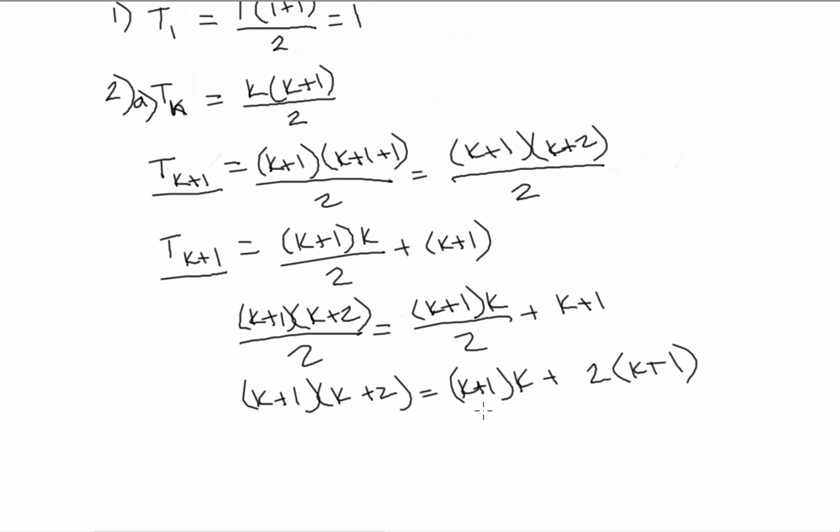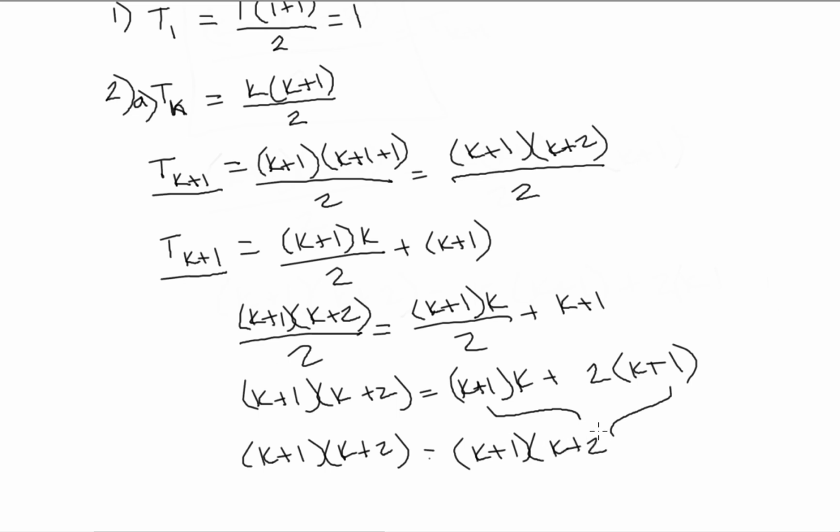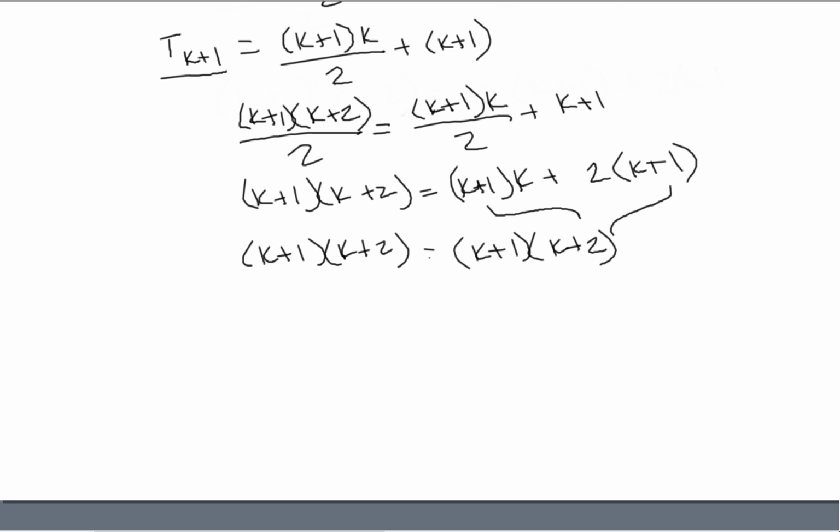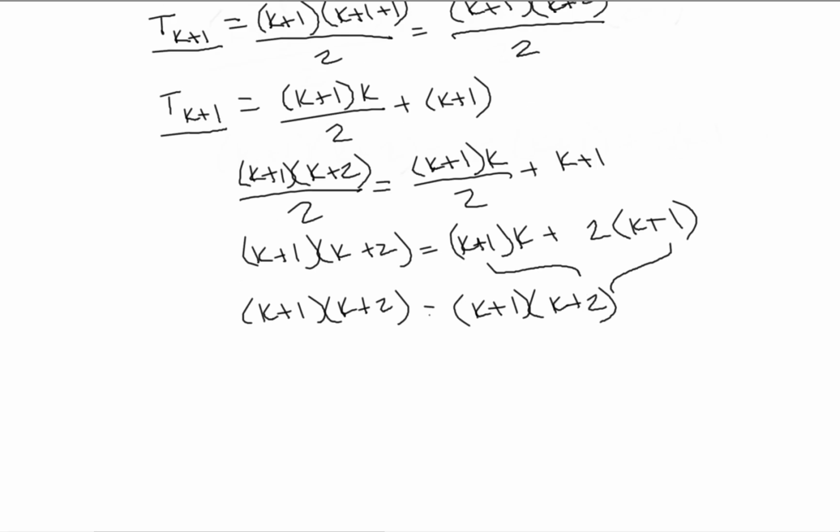Okay? And using distribution, using the distributive property, we can factor out k plus 1 since they're common factors of both things that we're adding on the other side. So we get that k plus 1 into k plus 2 is equal to k plus 1 into k plus 2. And so, since this is equal, we can now say that tk plus 1 is equal to k plus 1 into k plus 2 divided by 2.